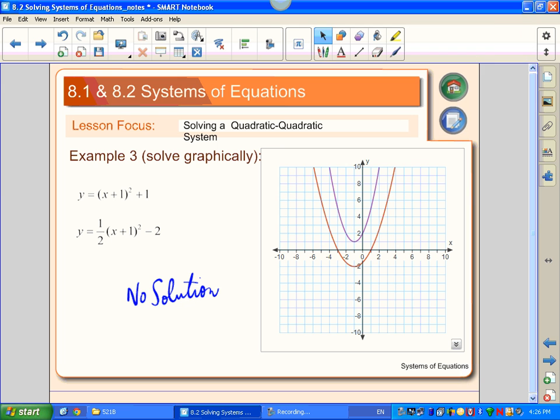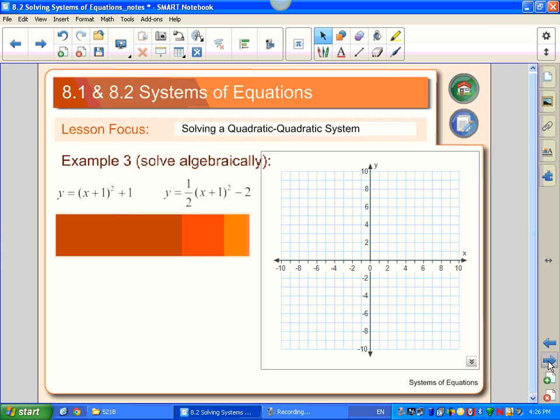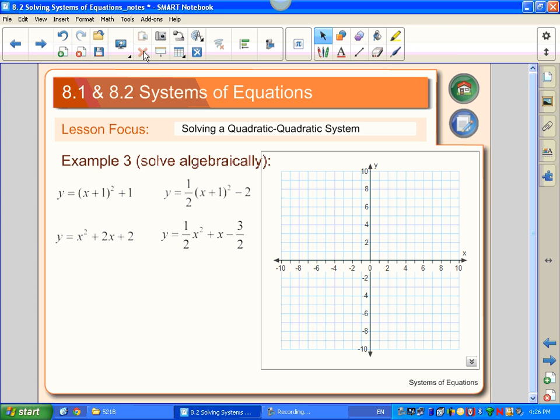Well, what does that look like algebraically? What would we expect to find? Well, we're going to do the same procedure. Now, because these are in vertex form, they make things a little bit harder. So what we would do is to expand them. And you'll note I even expanded this one right here, but I kept all the fractions, and that just makes it a little more cumbersome. So we're going to make it so there are no fractions. To do that, I'm going to multiply every term by 2.